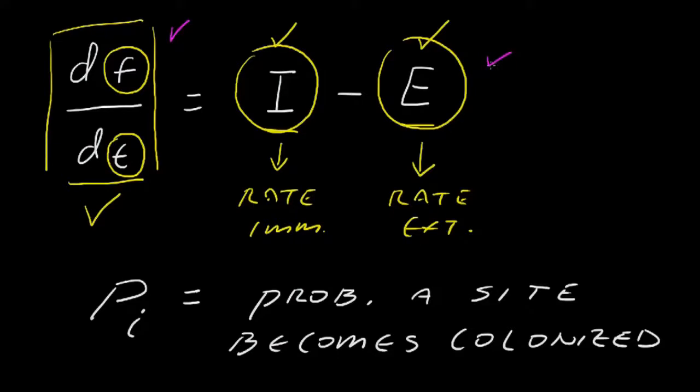sustainable, let's say. In order to estimate what I is, we need to know a couple of things. So in order to build on this basic notion that I - E captures the state of our metapopulation, we need to define I a little bit better, and then we also need to define E a little bit better. In order to get at what I really means, we need to know a couple of things. First, we need to know the probability of a site becoming colonized. And we're going to call that term P sub I, or PI. That's the probability of a site becoming colonized.